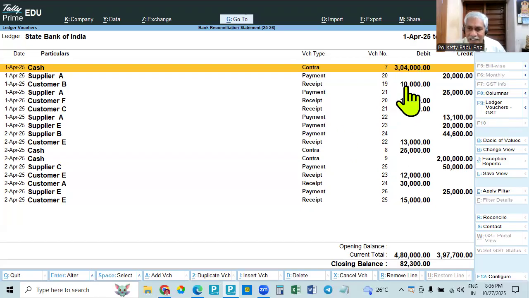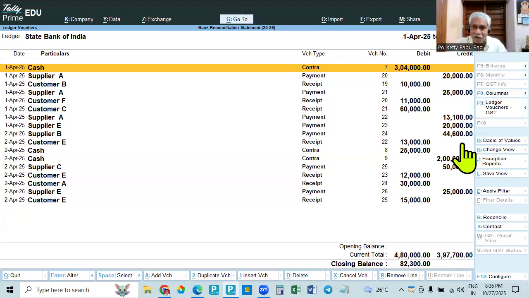So that is why the checks deposited are not cleared, and the checks issued are not encashed by the others. Because of them, there will be differences. Not only these, sometimes the bank will make direct payments on our instructions, like payment of insurance premium, payment of rent or anything. They'll pay directly and enter it in our account in their bank.